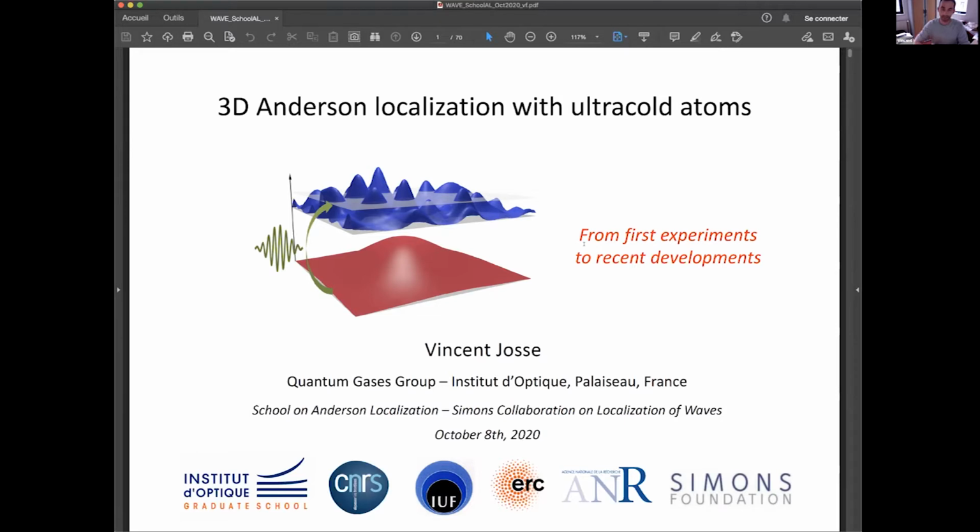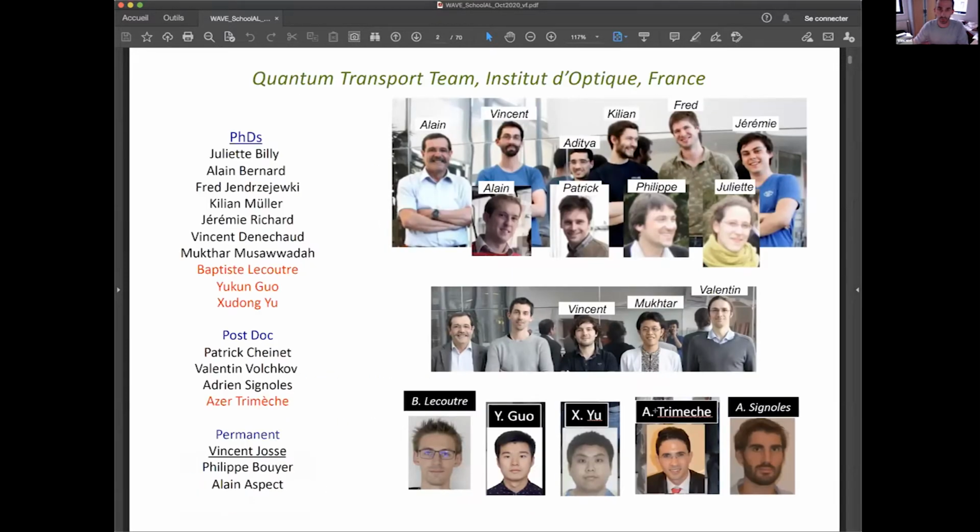As you will see, I will focus more on the experiments that have been done here in Palaiseau, since we have done quite a lot on the subject, in the quantum gases group at Institut d'Optique. Just before starting, I want to acknowledge all the people who have been working on this: many PhD students since the early days of the 1D Anderson localization, with Juliette, Billy here.